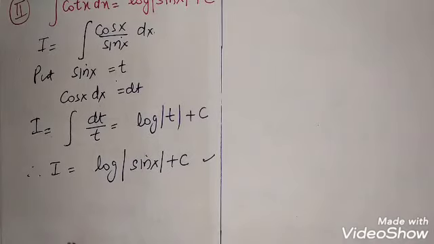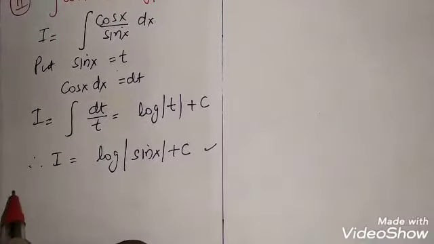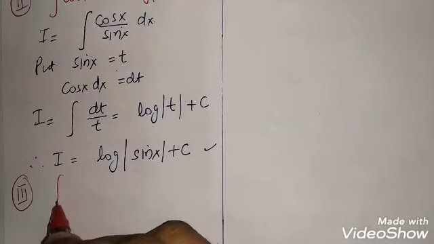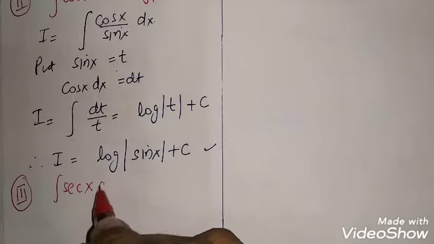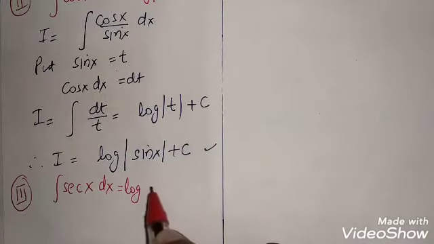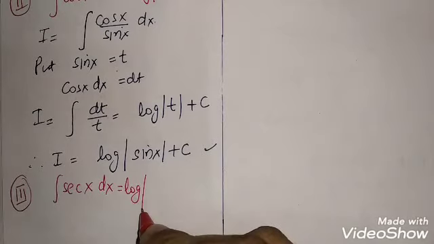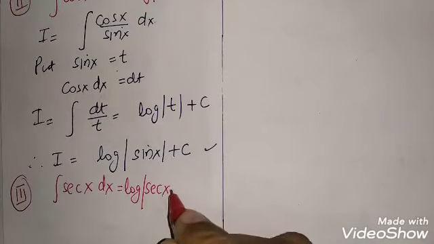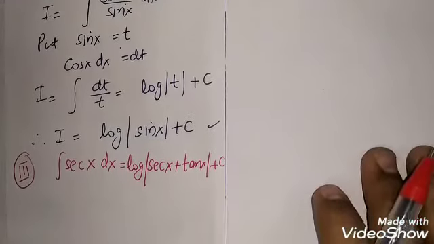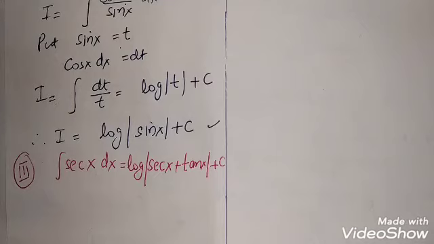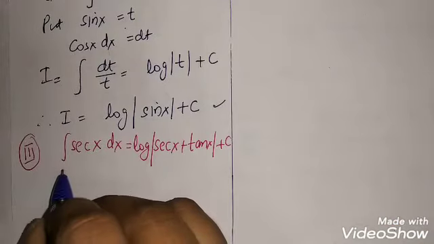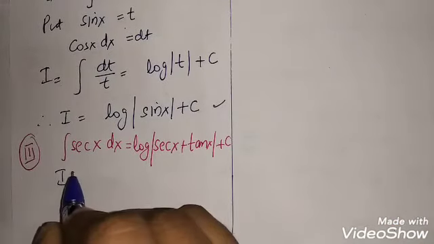Integration of secant x, I will derive it for you, no problem. I am deriving the formula for you, the integration of secant x dx. The formula for secant x dx is log of mod secant x plus tan x plus c. How can we derive this particular formula? You need to retain the formula, not the derivation.